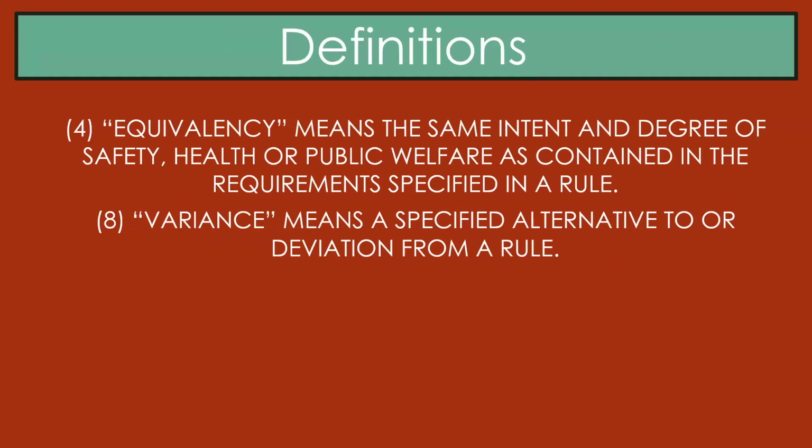Just some brief definitions here. We're going to talk about equivalency a lot, because that is what needs to be demonstrated. In 303, there's a definition for equivalency, and it means the same intent and degree of safety, health, or public welfare as contained in the requirements specified in a rule. So when we petition for variance, we need to provide equivalency. We're providing the same intent and degree of safety, health, and public welfare as the rule would have. And variance just means a specified alternative or deviation from the rule, as allowed by code.